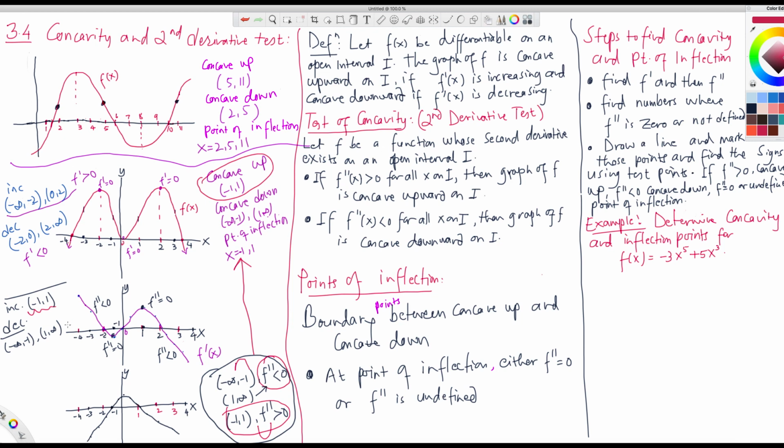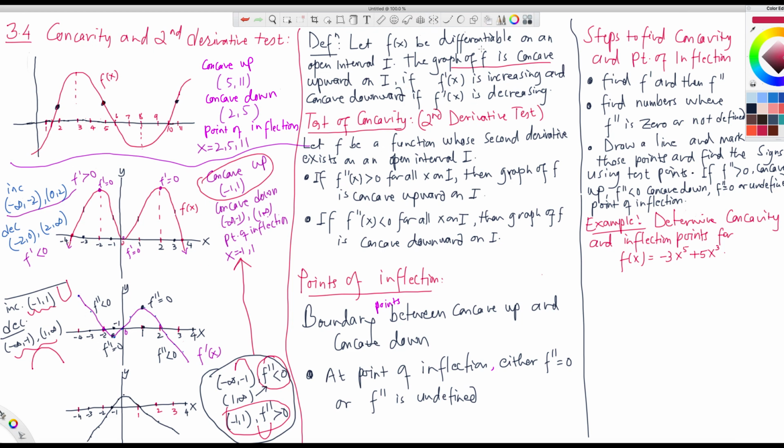And then it is decreasing on those two intervals, right? So decreasing means concave down. In the region where it is concave down, it is decreasing. Look at that. In the region where it is concave up, the first derivative is increasing. That's what it is saying. The graph of f is concave upward on I if the first derivative is increasing. In that region, it is concave up, and it is concave down if the first derivative is decreasing.